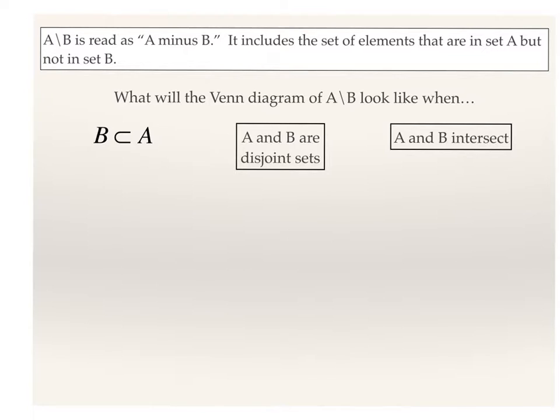Okay, so let's just look at some more vocabulary here. This backslash, A backslash B, is read as A minus B. What that means is it's the elements that are in A but not in B. So it's like you're looking at A and you're covering up B.